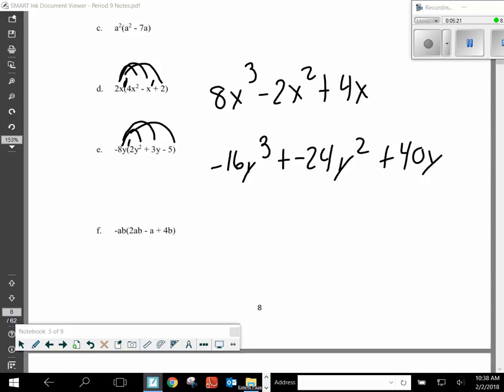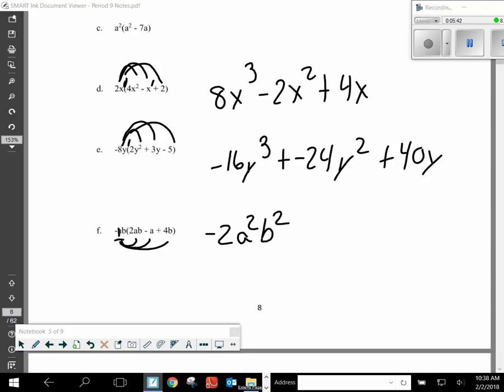The last one's very tricky. So I have a negative 1ab, and I'm distributing that. So this negative 1 times 2 is how I get negative 2. A times a is a squared. B times b is b squared. So I'm using the commutative property to multiply those common bases.